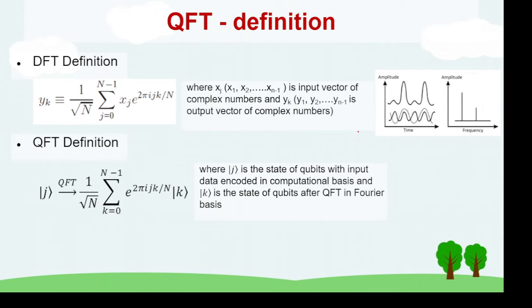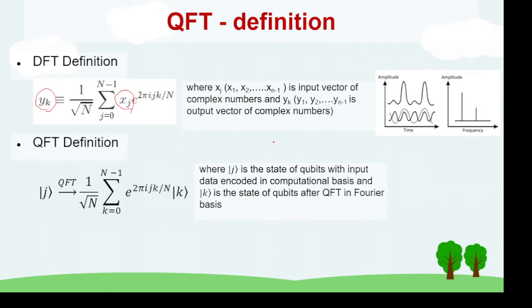So let's start with the definition of the Fourier transform. This is the definition of the classical Fourier transform. It gives the relationship for converting the input state. Suppose we are given a set of input vectors x_j. After transformation, we'll get another set of vectors y_k. Both can be complex numbers.